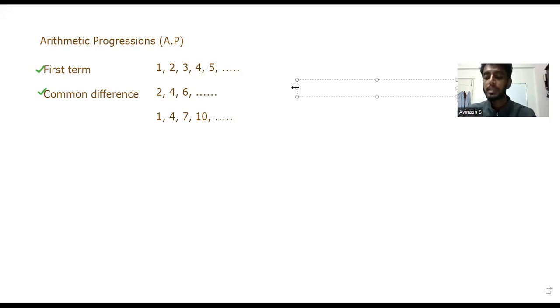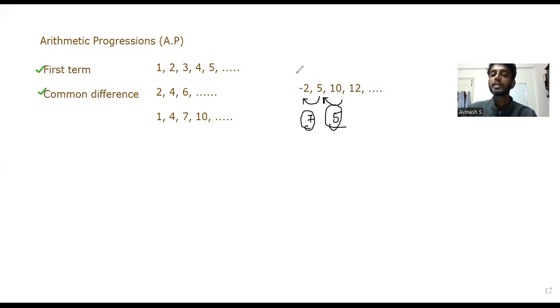For example, let me give an example of something which is not an AP. Minus 2, 5, 10, 12, and so on. Let me take another series. Here, when you subtract 5 and minus 2, you get 7. How come you get 7? Because I'm subtracting 5 and there is a minus 2, so this gets added and you get 7. Likewise, 10 minus 5 is 5. So here you can clearly see that the differences are not the same. Therefore, it is not an AP.